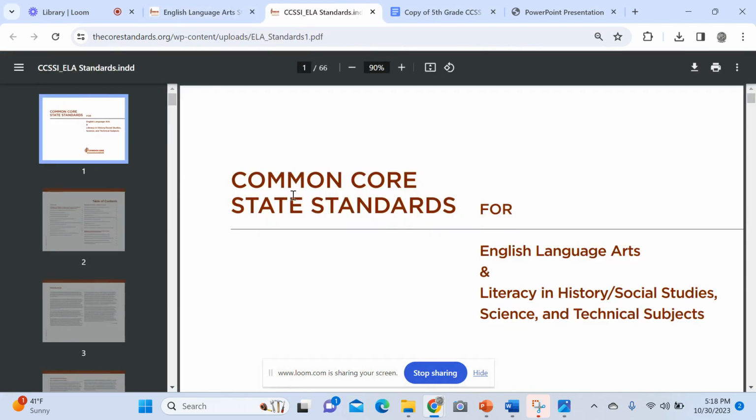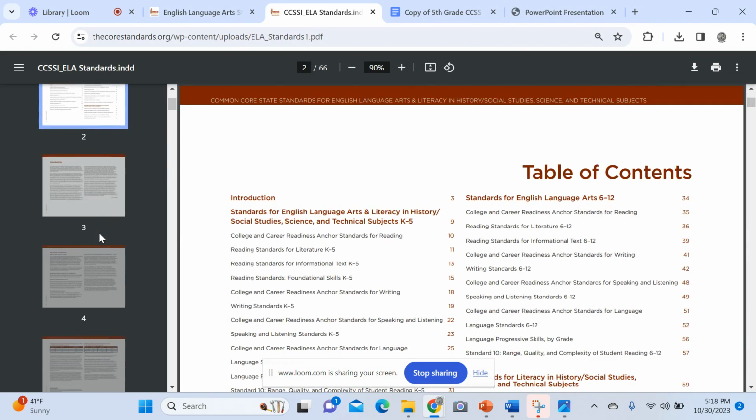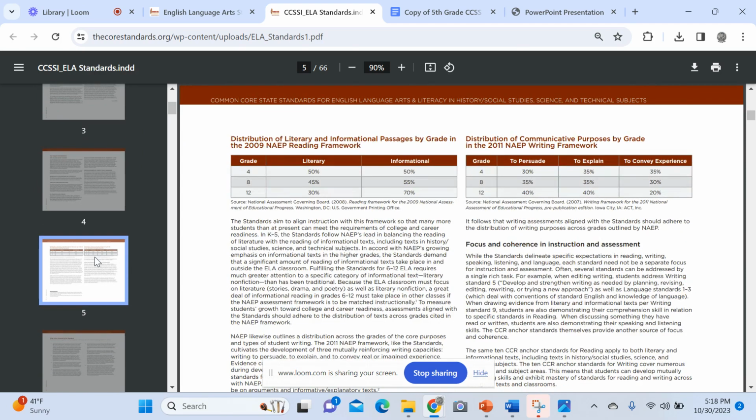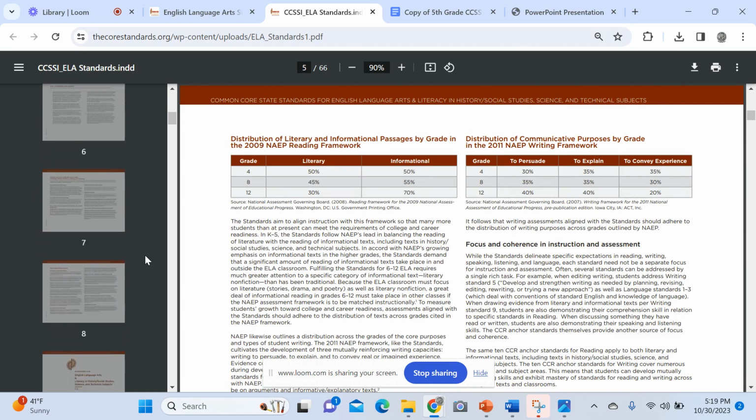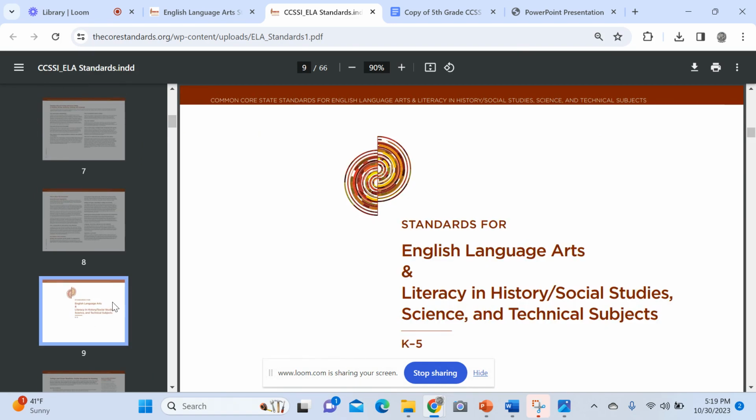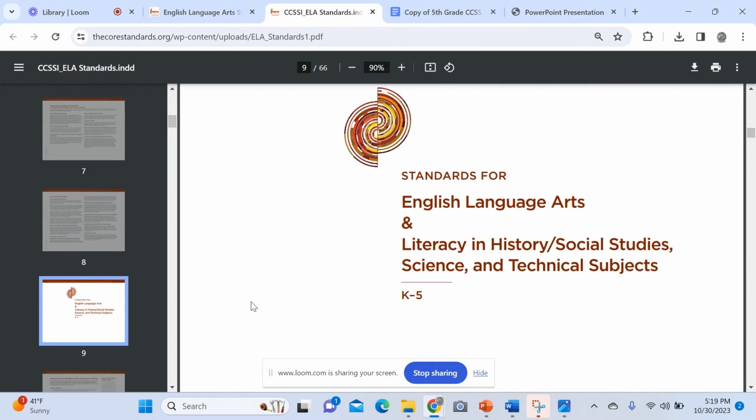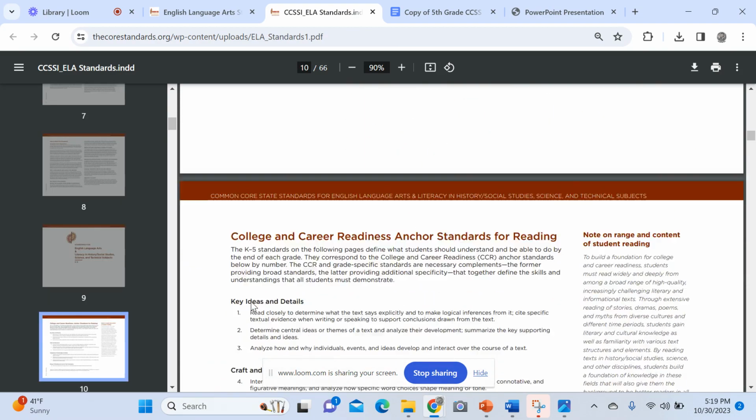Let's look at that. This is a downloadable PDF that you should have easy access to. This is great information. This is what I just showed you, that it breaks it down between literature and informational text. You should definitely read through that. It gives you a really great explanation of those anchor standards versus the grade level standards. But page 9 is where we really want to start.